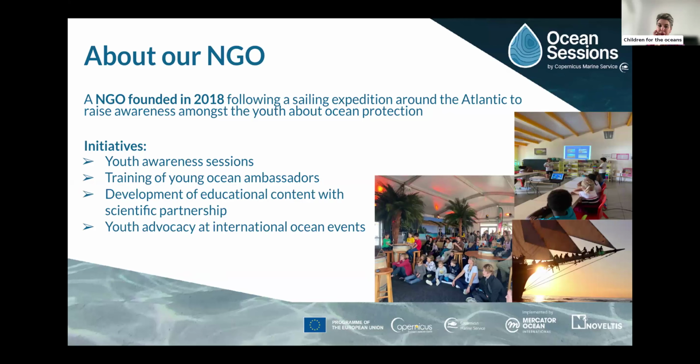So our mission is built around three main objectives. First, we raise awareness among children and teenagers about ocean protection. Second, we train a community of young ambassadors, giving them the scientific context and pedagogical tools they need to speak to other people. And third, we represent youth voices in major international ocean events so that young people are not only learners, but also very active participants in ocean protection.